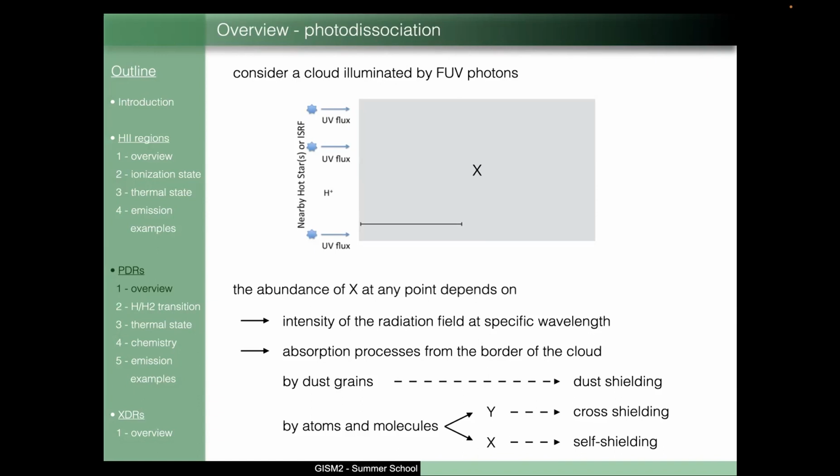But there are two other possibilities. Maybe what counts for the absorption at this specific frequency is line absorption by the species itself, by X, okay? Then the photodissociation of X here will be reduced by all the absorption of the molecules X along this path. This corresponds to self-shielding. And the final possibility is that you are shielded at this frequency by another molecule Y. This is what is called cross-shielding. Molecule Y is protecting another molecule from photodissociation because it is the one that dominates the absorption at the correct frequency.